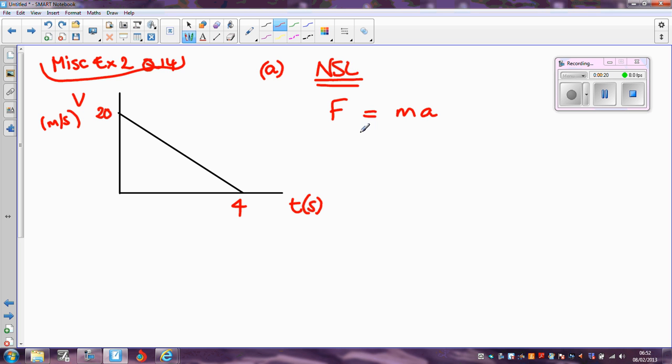Now, the force then is going to be, well, there's the mass of the car, which is 600, and the acceleration is actually a deceleration in this case, which in other words is -5. In other words, it must be minus 3,000 newtons. So the braking force is acting against the motion. The car is, if you like, moving this way. The braking force is acting against that, and it has a magnitude of 3,000.